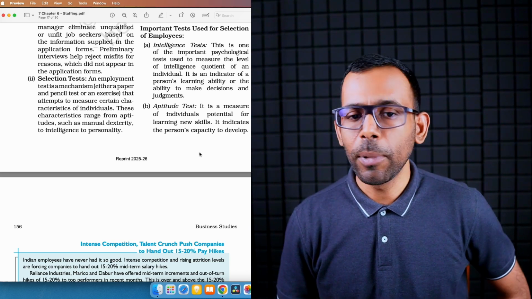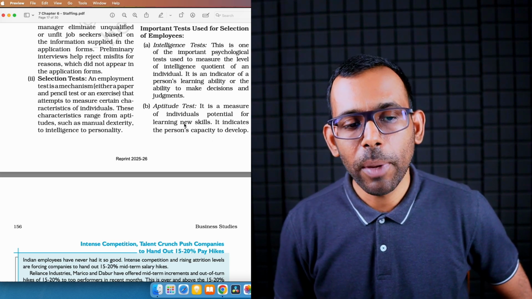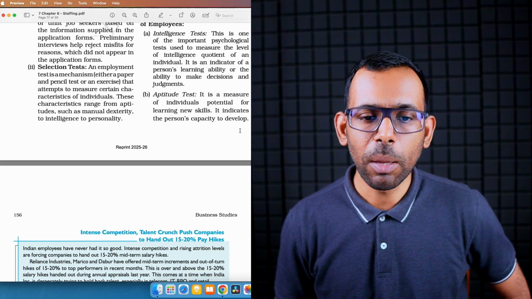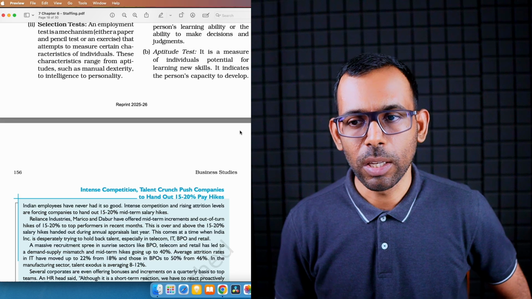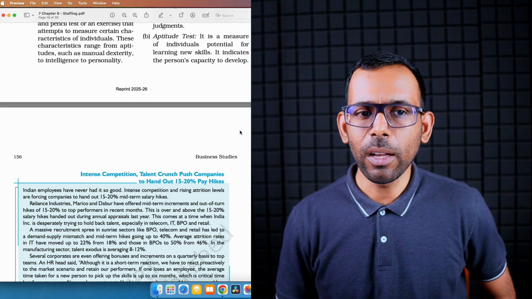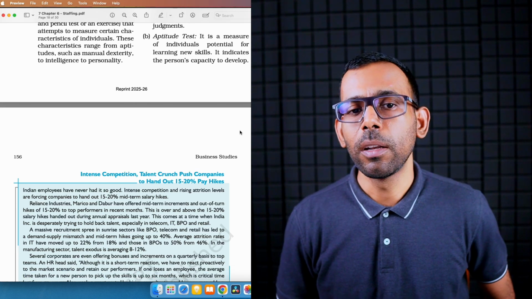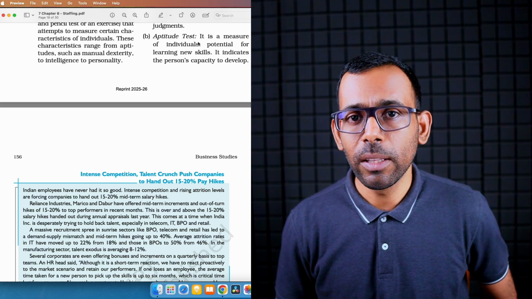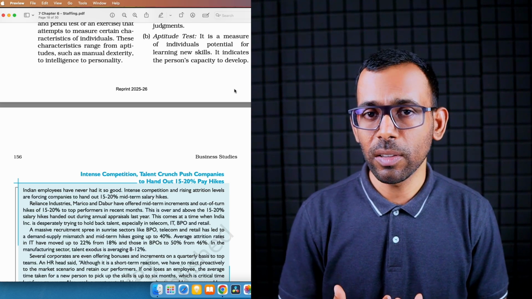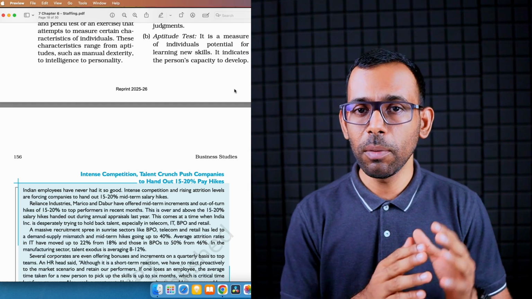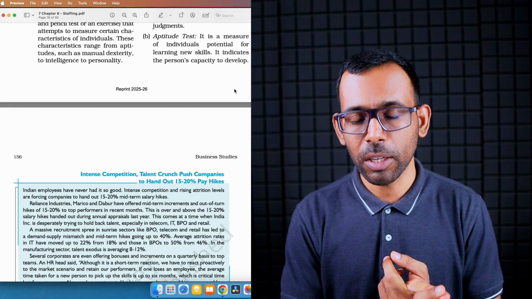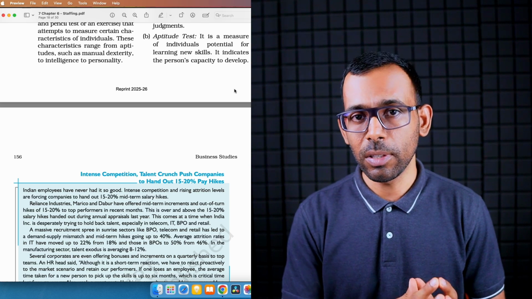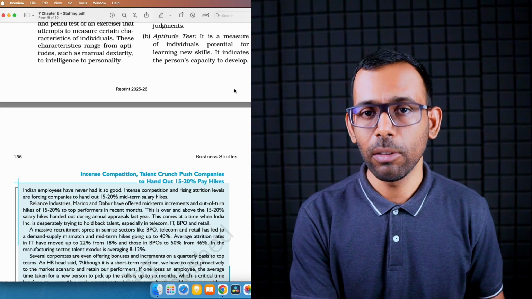The next thing is the aptitude test. What's written here is that it is a measure of an individual's potential for learning new skills. It indicates the person's capacity to develop and learn new skills. Again, it will not be conducted as a test per se, but while doing preliminary screening, they will look for this attribute in the resume. While doing preliminary screening of the resume, we will see particularly two things. One is the main qualification and the other is other achievements. What has this person achieved or learned apart from the main curriculum?